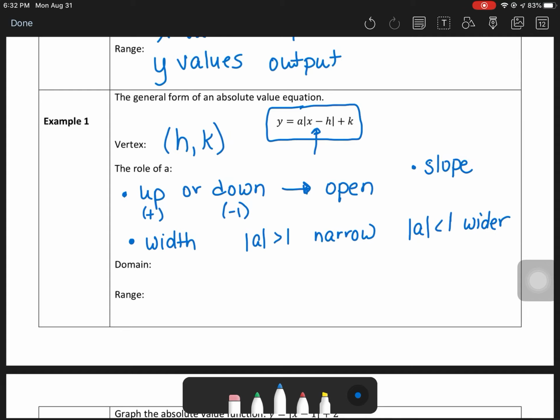Now, when you're looking at an absolute value function that is a V, it's going to continue infinitely left and right as it opens, no matter if it goes up or down. So any value you pick for x will work in the function, and so we are going to say that x is an element of the real numbers. The range is how high or how low the function gets. And so our y values are going to be, if it's opening up, greater than or equal to the k value. That's if we open up. If we open down, it's going to be less than or equal to the k value.